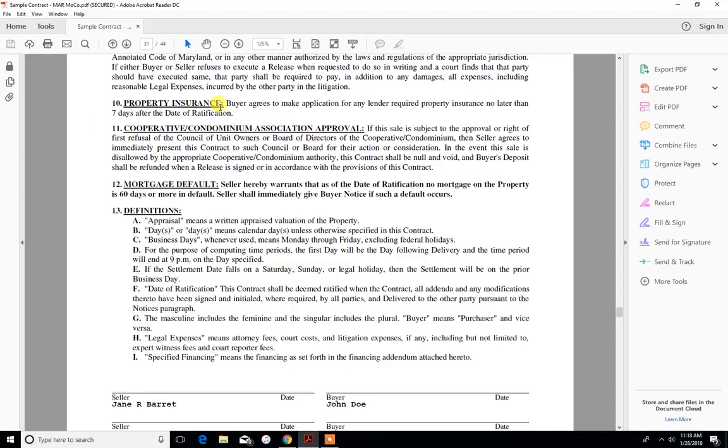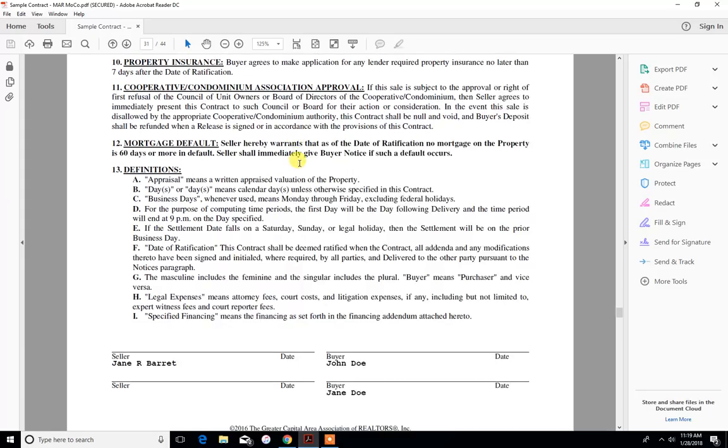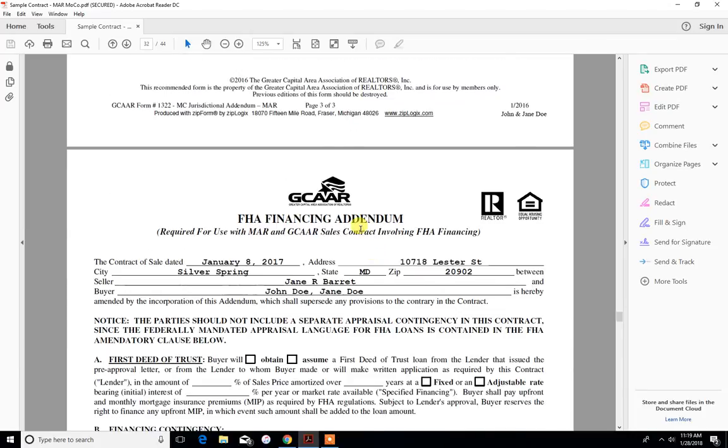Homeowners insurance, we talked about that. This really has to do more with a co-op than a condo association. I've never seen this, but sometimes with co-ops, you have to go through an approval process where they have to review your application. That talks about it. Again, seller says he's not in default. More legal stuff here for you to review when you have a chance. Go ahead and sign here and here.